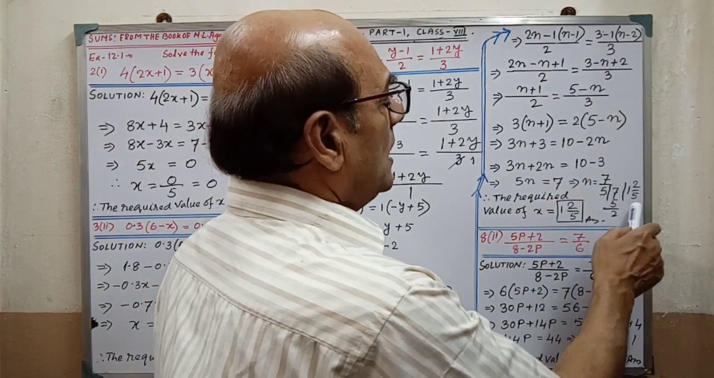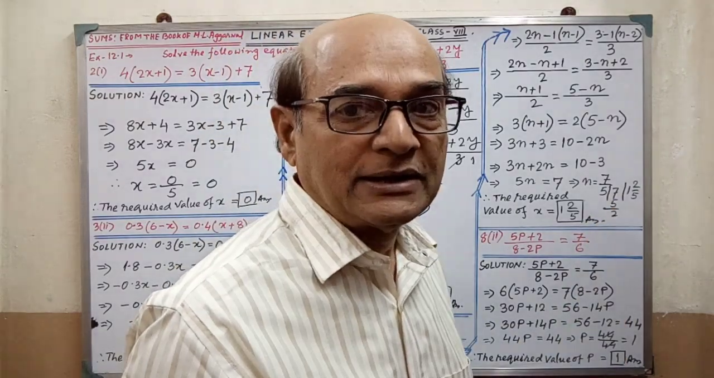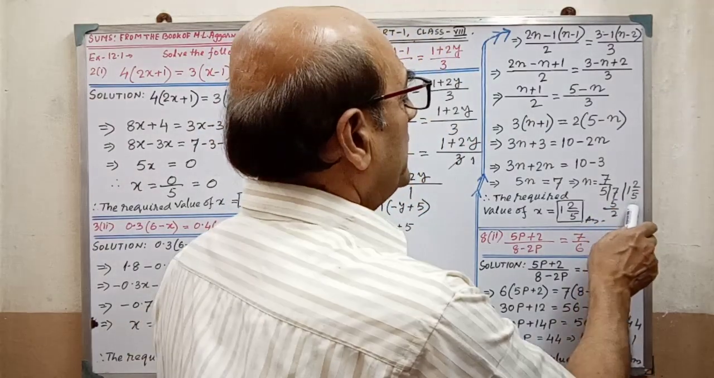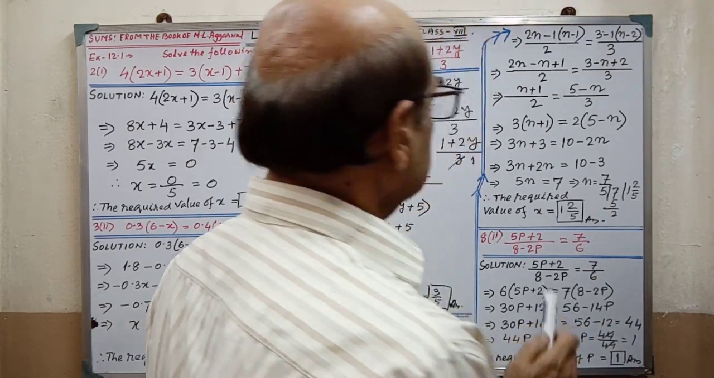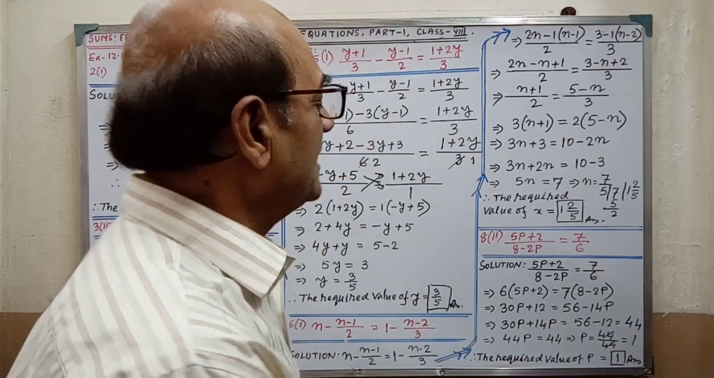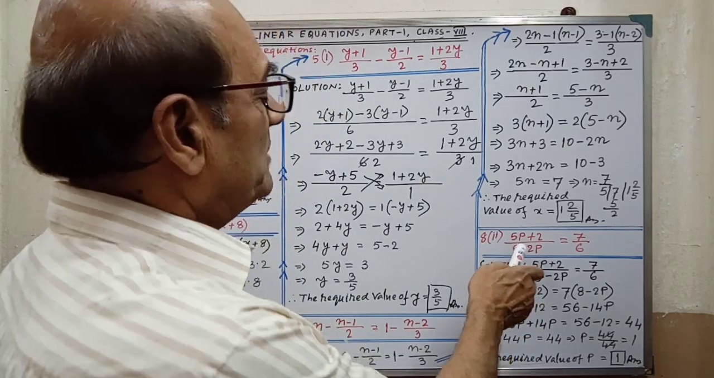This division you may show or may not. Directly also you may do. By dividing we are getting the mixed fraction, that is 1 and 2 by 3, that is the value of x. And next sum, we have to find out the value of p.